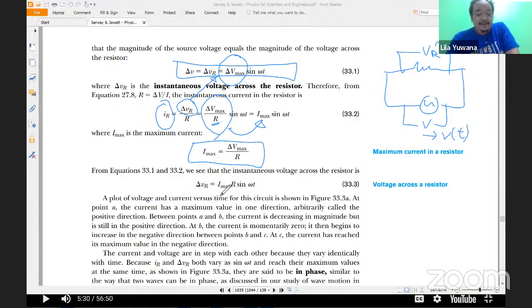And we can also express the instantaneous resistor voltage as I maximum times R sin omega t, because V maximum is I times R. Yeah, I think it's very clear. Now we move to the next topic.